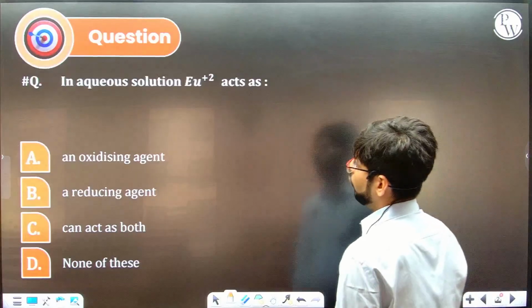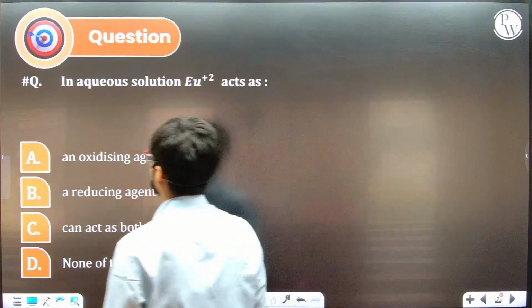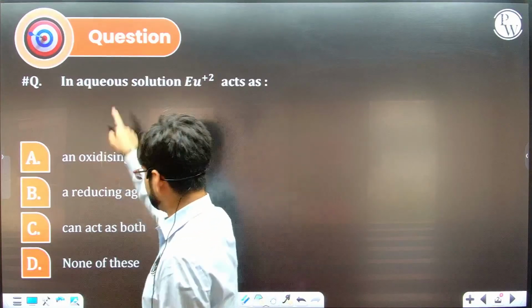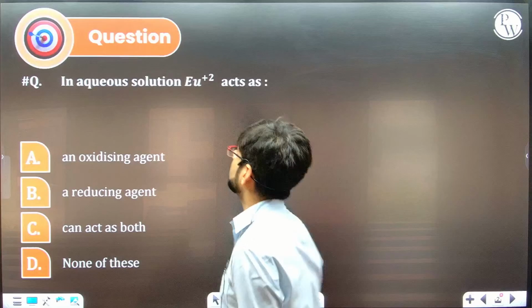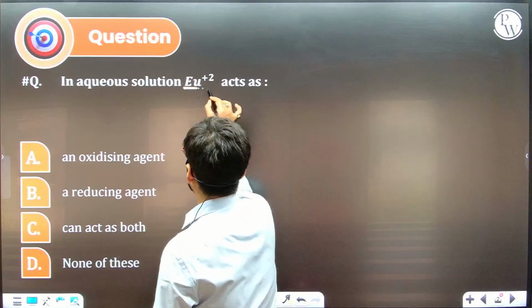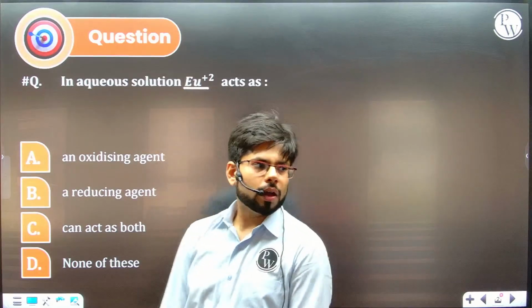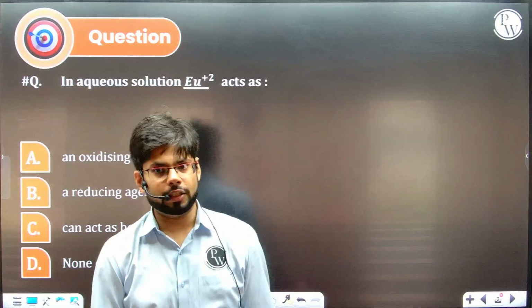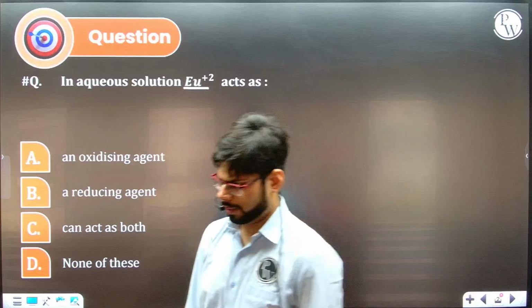So the first question is, in aqueous solution, Eu2+ acts as. Now this Eu2+ is what? It has an oxidation state of +2, and Eu is europium, right? It's an F block element.